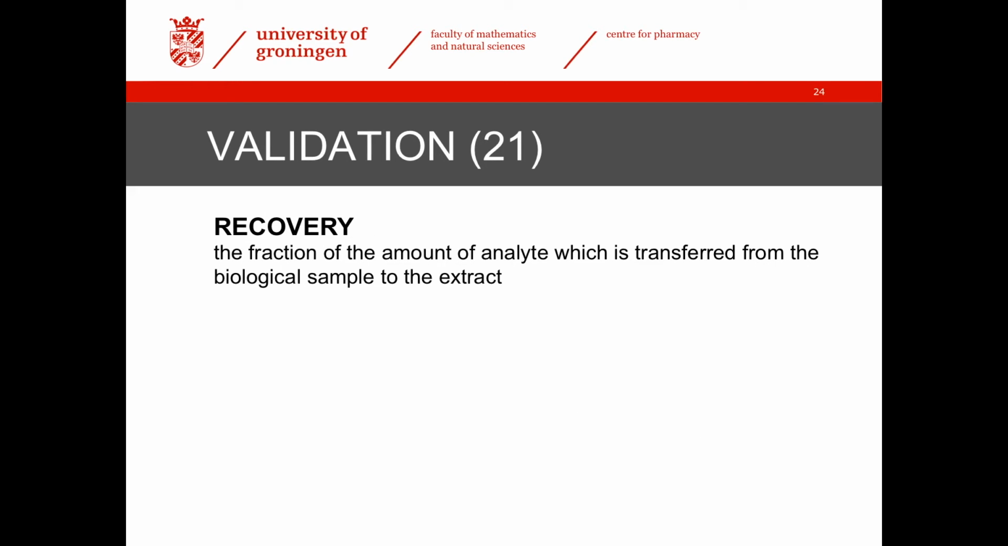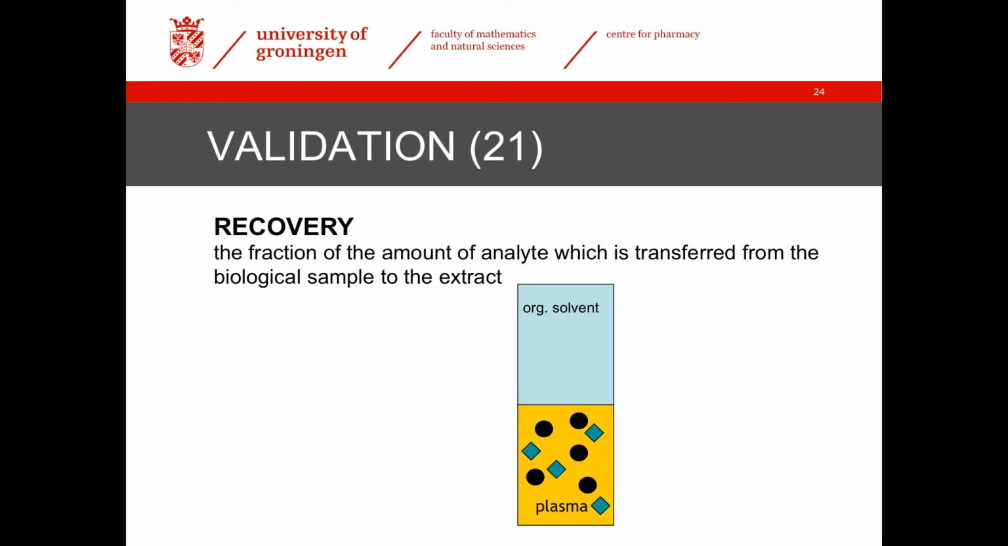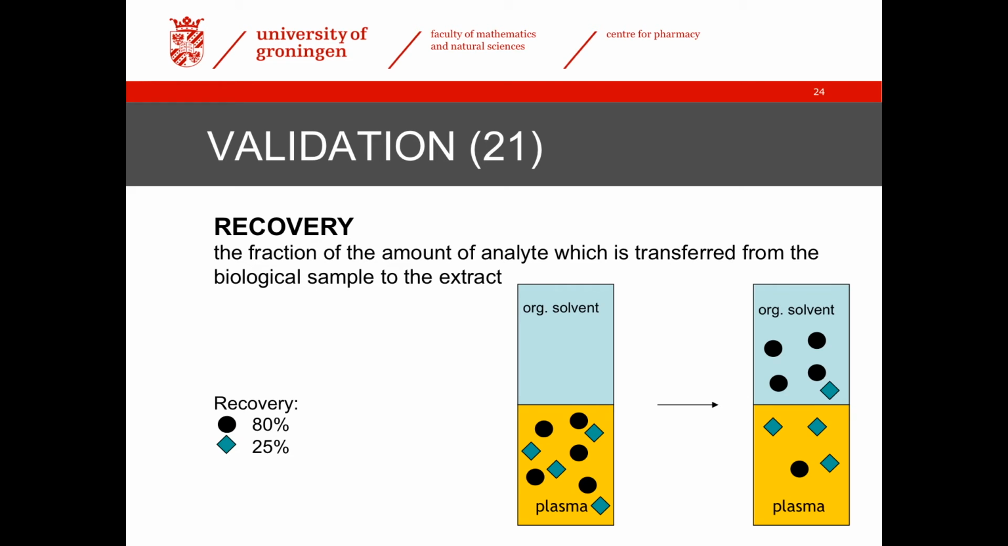And finally, extraction recovery. This is the percentage of the analyte molecules that is transferred from the sample to an extract. For example, if plasma is extracted with an organic solvent, part of the analyte molecules are transported to the solvent and the rest stays in the plasma sample. As you can see in this example, 80% of the black circles are recovered in the organic solvent and just 25% of the green diamonds.